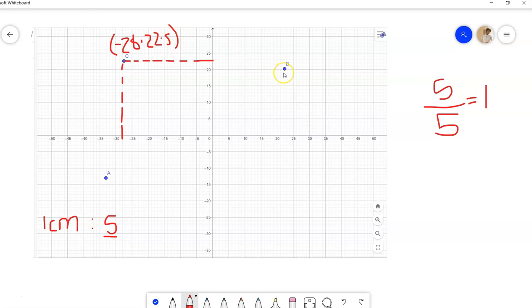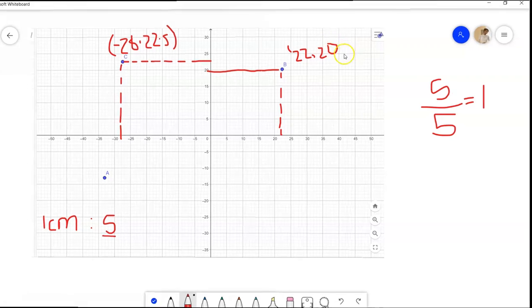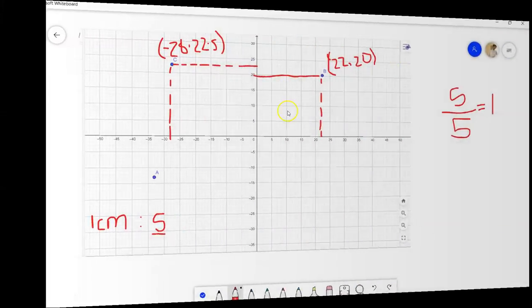Alright, let's look at B. Again, we go down to the x-axis because we must give the x value first. That's 21, 22, so that's 22. And we go across to the y-axis, and easily we see that that is 20. It must be in brackets, it's a coordinate.